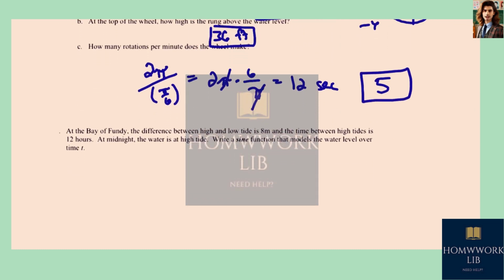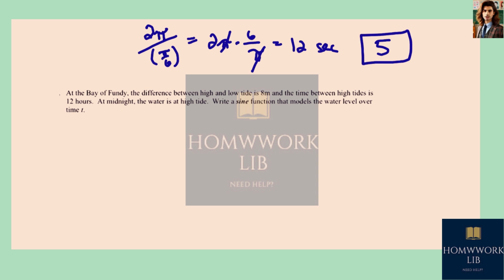At the Bay of Fundy, the difference between high and low tide is 8 meters. So that would mean if the water level is 0, then it would go from -4 to 4 meters, if it's 8 meters difference between high and low. And the period is 12. This would mean that the amplitude is 4. And if at midnight it's at high tide, that's at time 0. So that would be a cosine function.